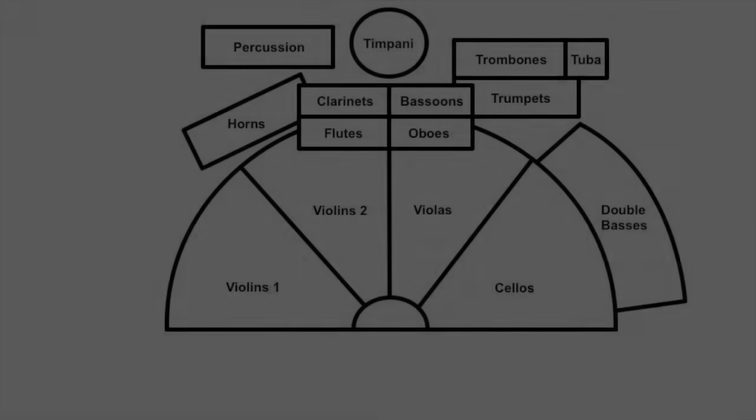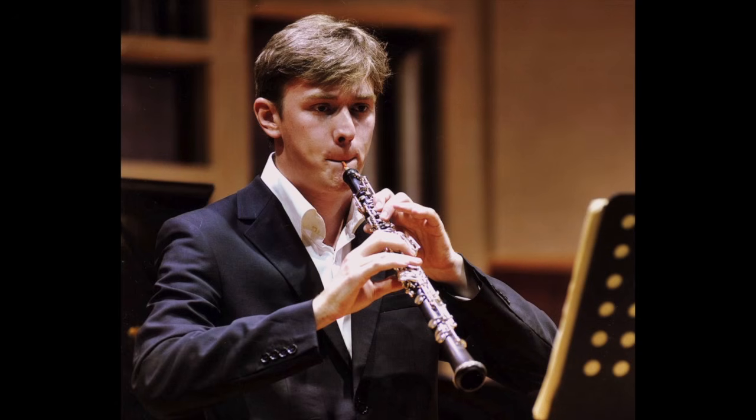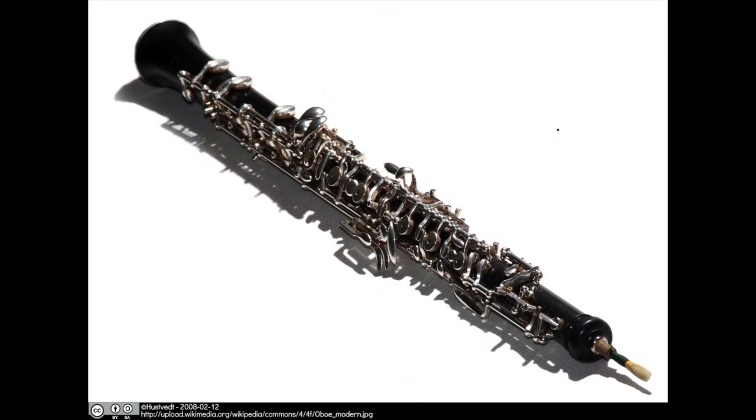The oboe. The oboe, along with the bassoon, is considered a double reed instrument. It can, at many times, stick out like a sore thumb because it has a very nasal quality to it. Because of this, it often takes melodies. Here's the oboe.